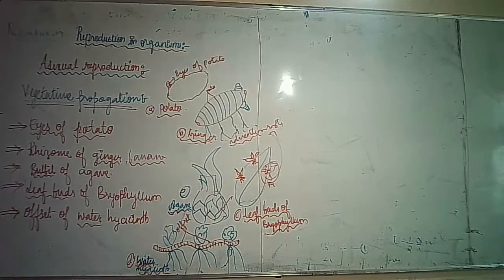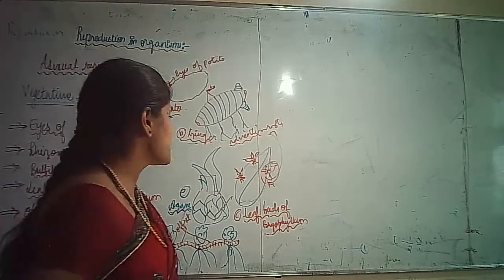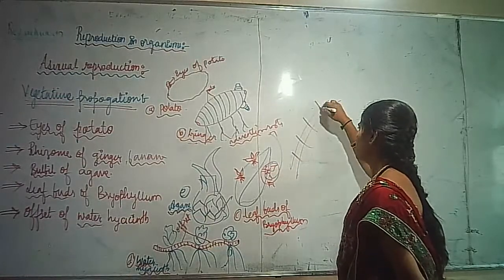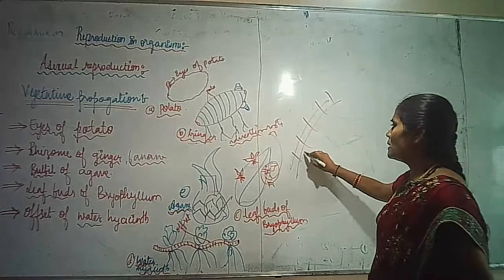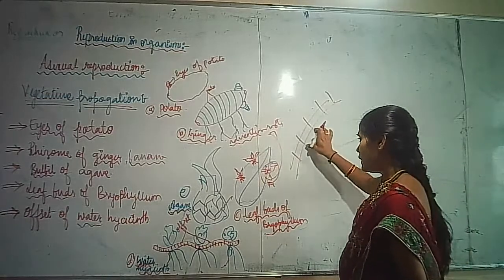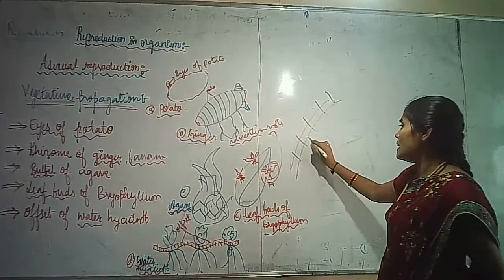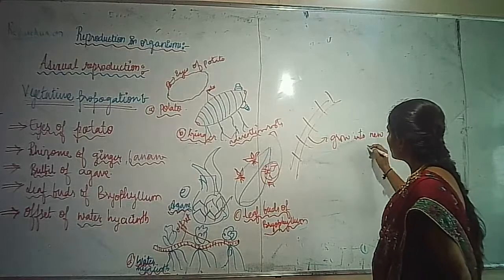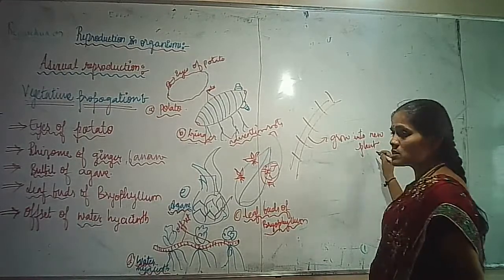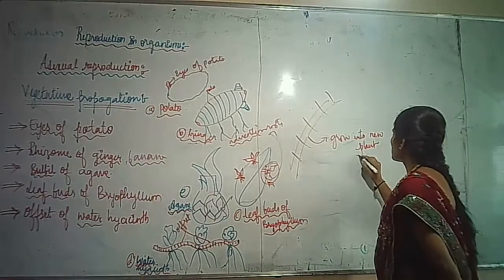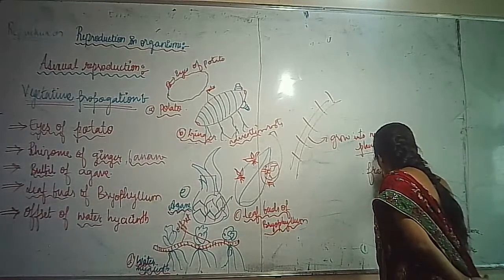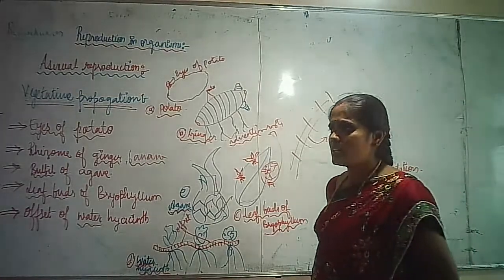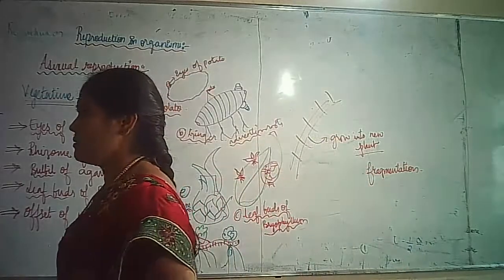Some of the structures do not involve only the parent. In some organisms, the plant body itself gets broken down, and each part of the body is capable of growing into a new plant. Can you tell me what type of reproduction it is? It is fragmentation. It is said to be fragmentation.